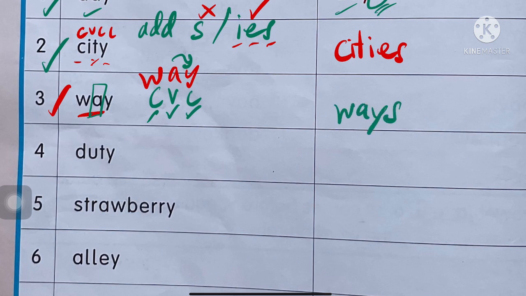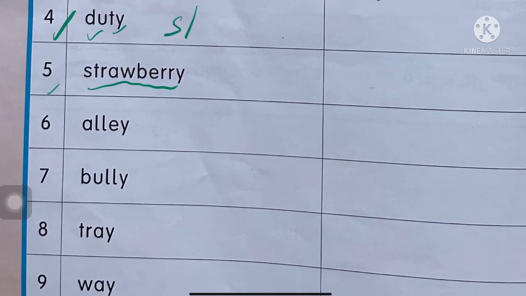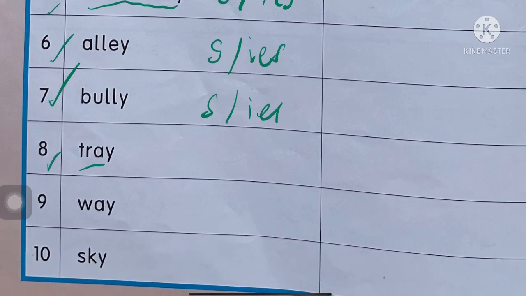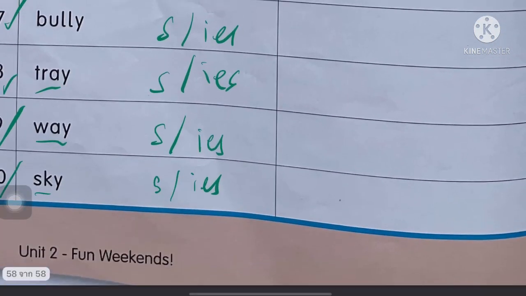Then do it by yourself. Number 5, strawberry: which one do you have to add, S or IES? Number 6, Alice. Number 7, bully. Number 8, tracks. Number 9, way. Number 10, the last one, sky. You have to add S or IES and then tell me your plural.